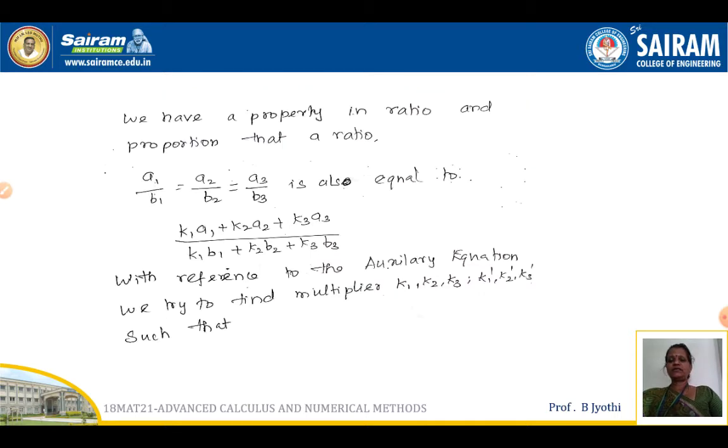We have a property in ratio and proportion that a ratio a1 by b1 is equal to a2 by b2 is equal to a3 by b3 is also equal to k1 a1 plus k2 a2 plus k3 a3 whole divided by k1 b1 plus k2 b2 plus k3 b3. With reference to the auxiliary equation, we try to find the multipliers k1, k2, k3, k1 dash, k2 dash, k3 dash such that the denominator will become 0.